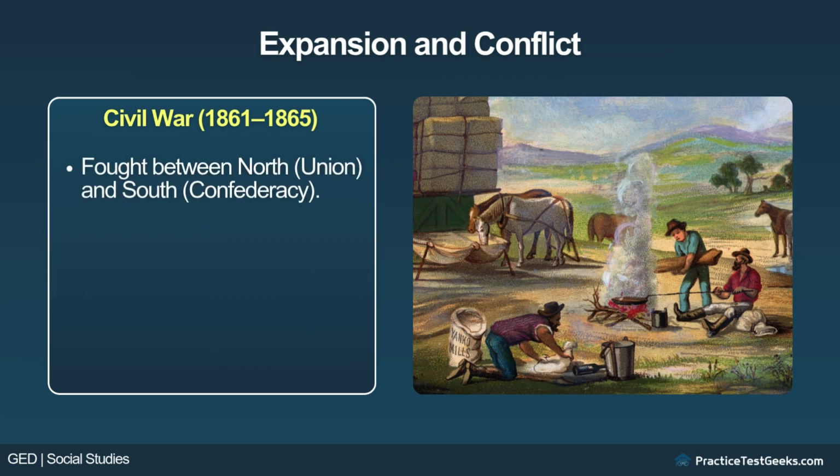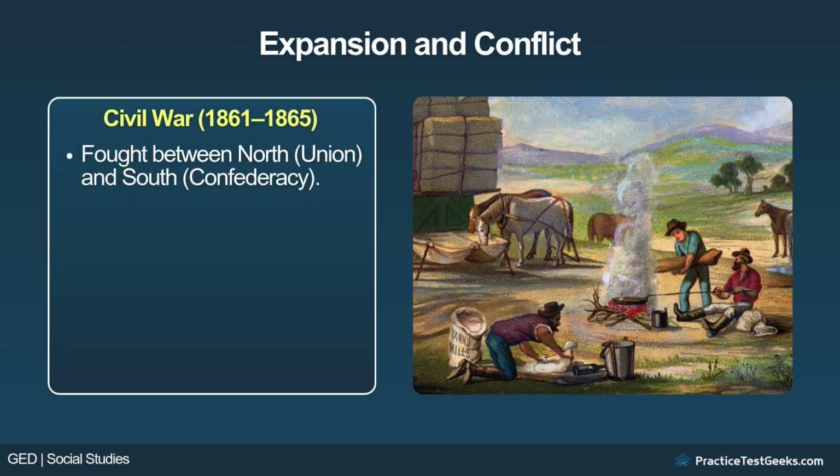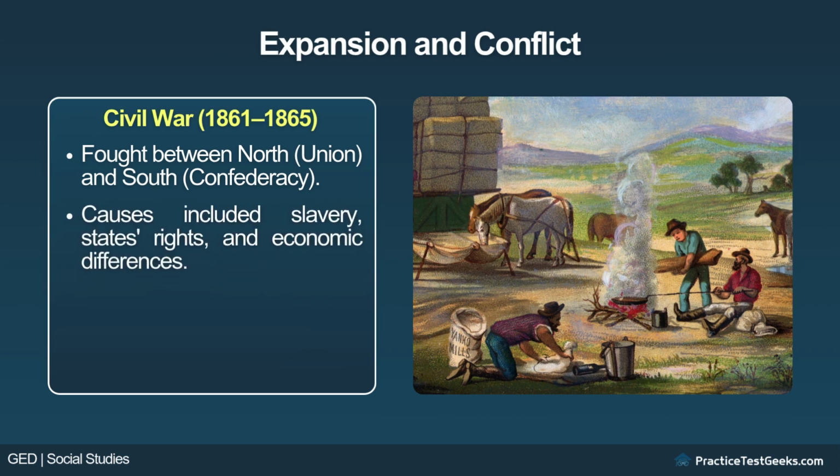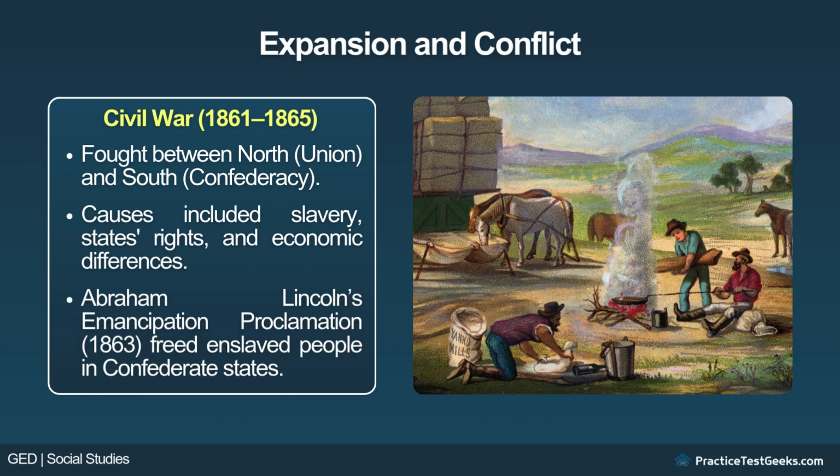The Civil War, 1861 to 1865. The Civil War was fought between the North, Union, and the South, Confederacy. Major causes included the expansion of slavery into new territories, disputes over states' rights, and economic differences between the industrial North and the agricultural South. President Abraham Lincoln issued the Emancipation Proclamation in 1863, which declared enslaved people in Confederate states to be free. The Union's victory preserved the United States and led to the formal end of slavery.